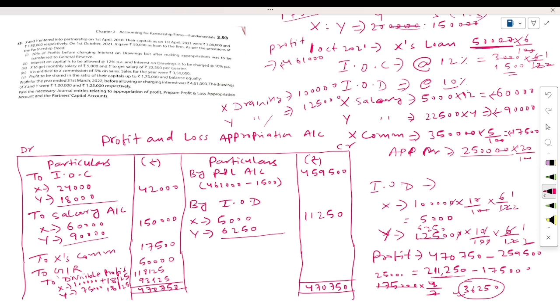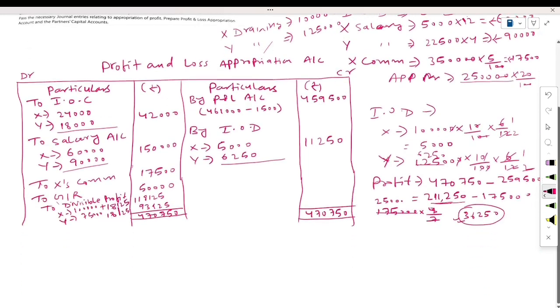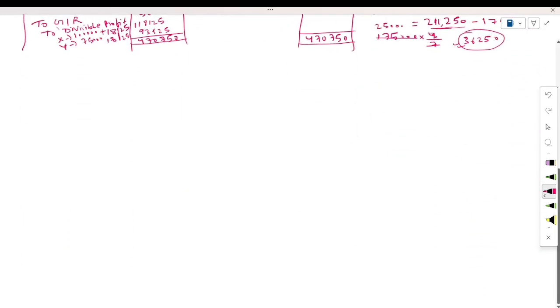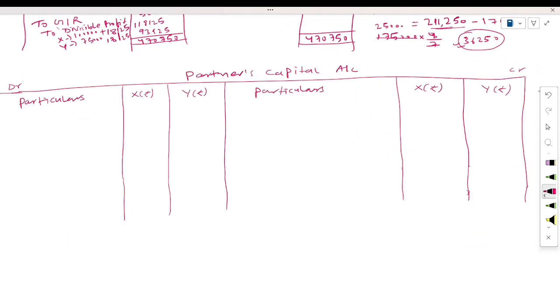Now, if we talk about the partner's capital account, see here how the partner's capital account will be prepared. As we know that what we have to do in this format, first of all we have to transfer their capital account. So we will write here by balance BD. X capital was 2 lakh and Y capital was how much? 1,50,000.